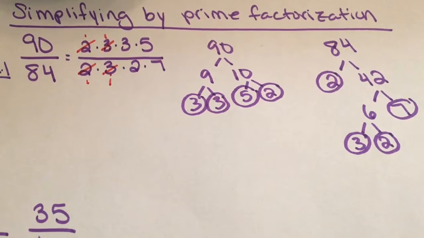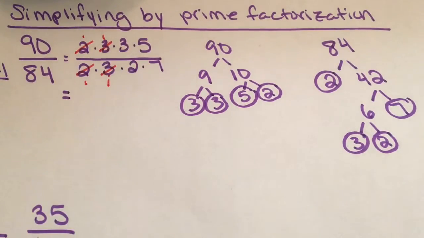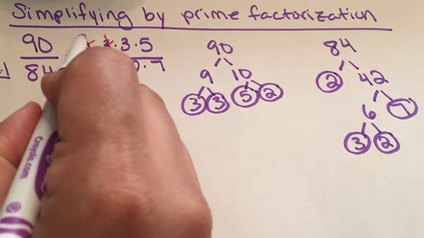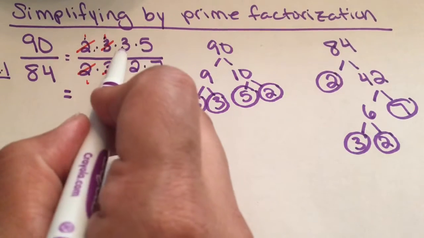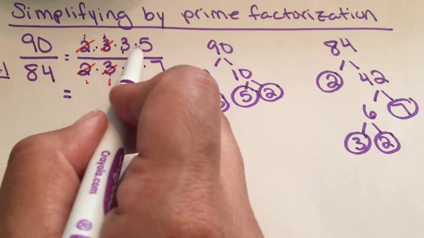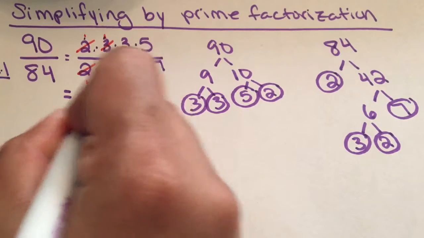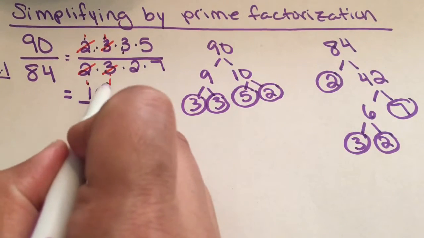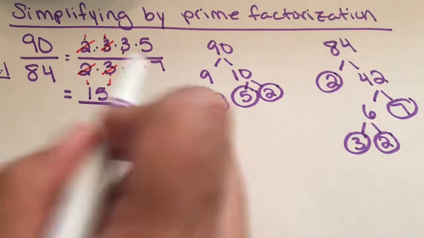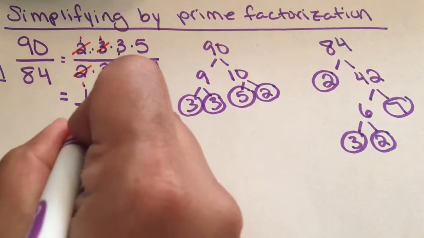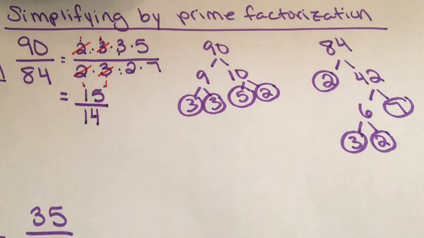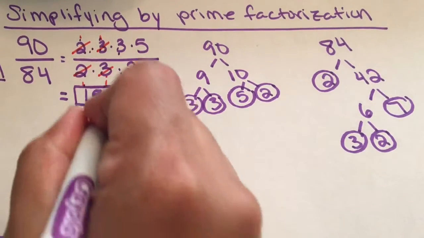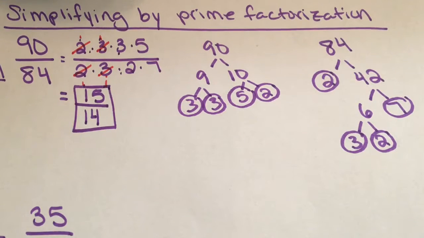anything else out. Now what I have to do to get my simplified fraction is go ahead and multiply. 1 times 1 is 1, times 3 is 3, times 5 is 15. So in my numerator, I'm left with 15. In my denominator, I have 1 times 2 times 7, which is going to be 14. Now if we look at this, we do have our simplified fraction, 15 over 14. I know that was a little confusing. We're going to see one more example.